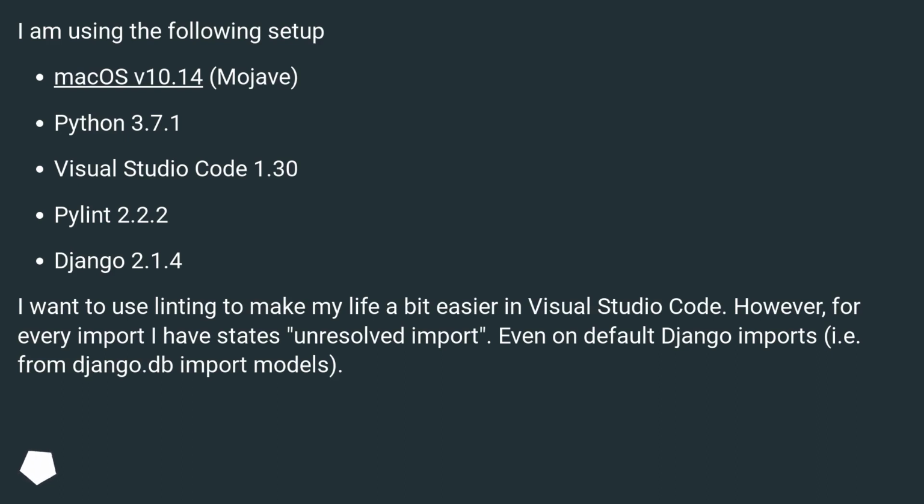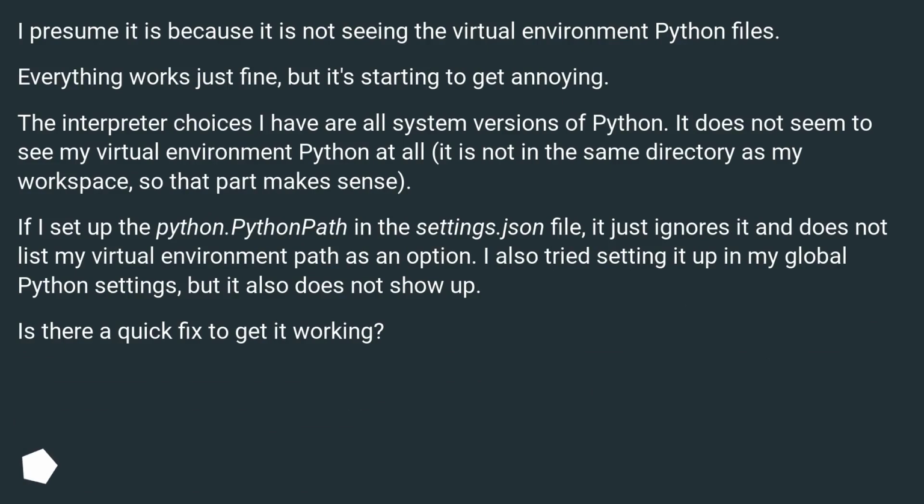I want to use linting to make my life a bit easier in Visual Studio Code. However, for every import I have it states unresolved import, even on default Django imports, i.e. from django.db import models. I presume it is because it is not seeing the virtual environment Python files. Everything works just fine, but it's starting to get annoying.